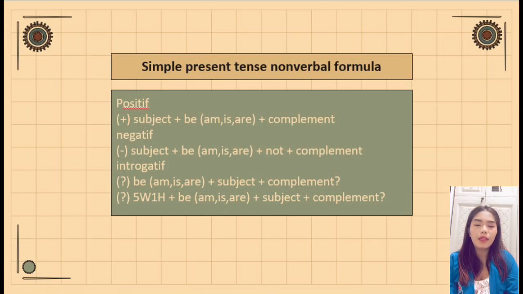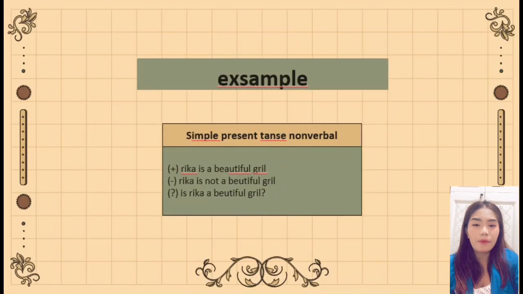Simple present tense non-verbal formula. For the positive, it starts with subject, to be, complement. For the negative: subject, to be (is, are), not, and complement. For the interrogative, it starts with to be, subject, and complement. Example. For the positive: Rika is a beautiful girl. For negative: Rika is not a beautiful girl. For the interrogative: is Rika a beautiful girl?